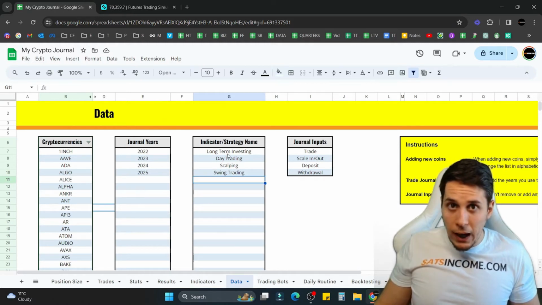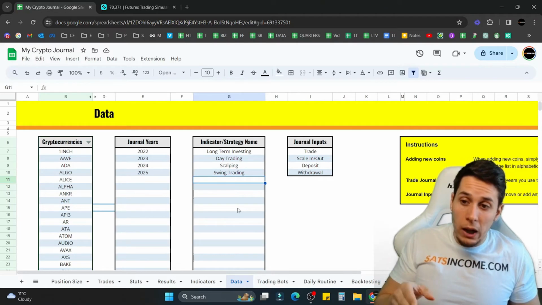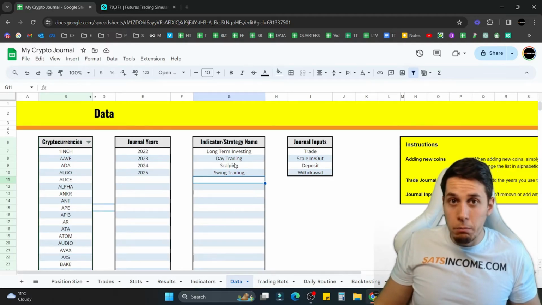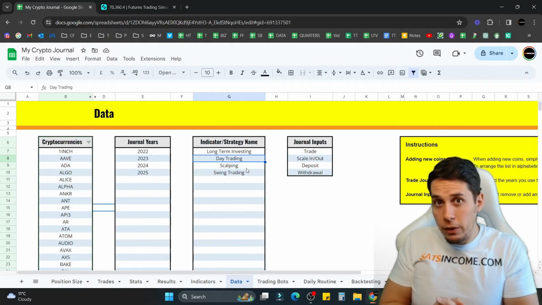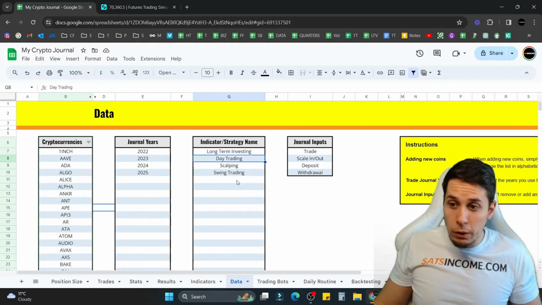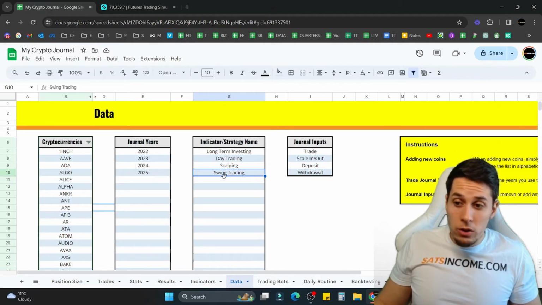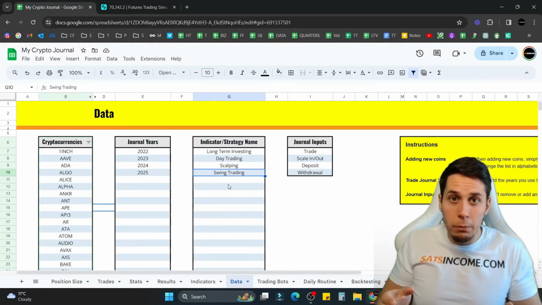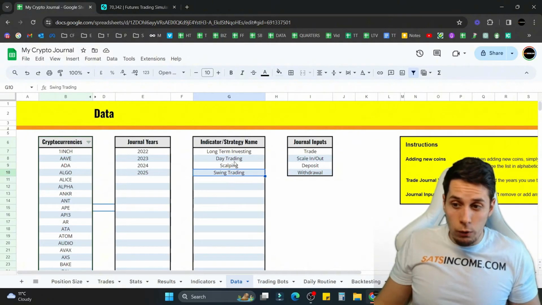So you basically add here all of the things which you are doing, all the different strategies that you are using. And you do that so that you can later on analyze the performance of the different methods which you are using and figure out which method is the most profitable so that you can focus on it. Because if you are making a lot of money, let's say day trading, and you are losing a lot of money by swing trading, why keep doing swing trading, right? You're just going to focus on day trading.